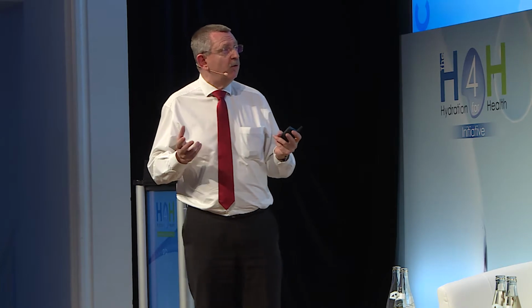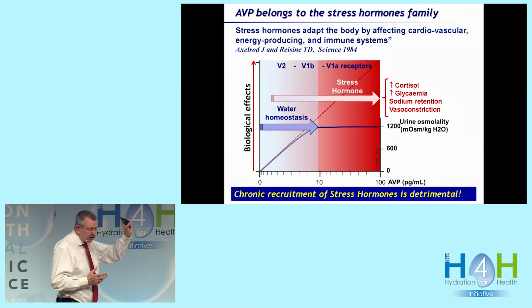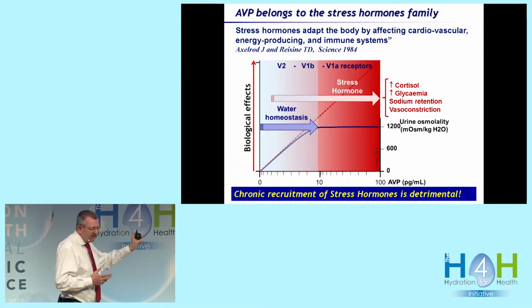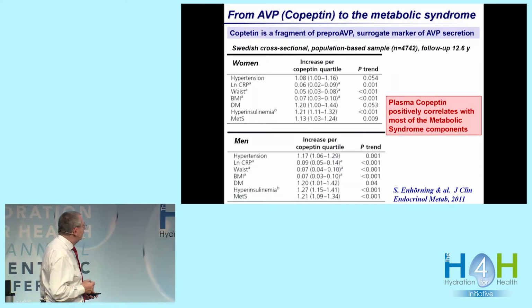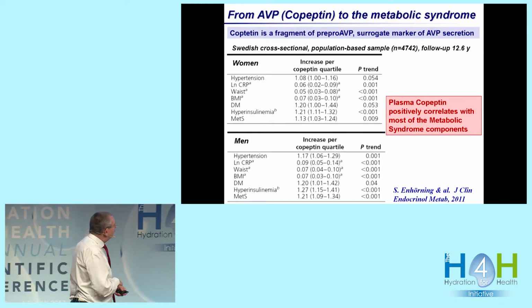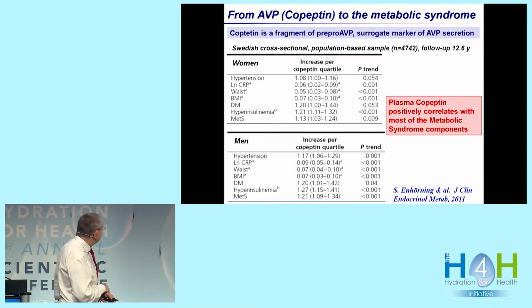And what we know, it has been described long ago by Axelrod, is that chronic recruitment of a stress hormone is always detrimental. It's not made for that. They are supposed to be recruited in a very short period of time to adapt, and after that, return to normal value. If you recruit them for a long time, you always have trouble with that. And the group of Ole Melander has already published very nice results showing that there is really an impact.